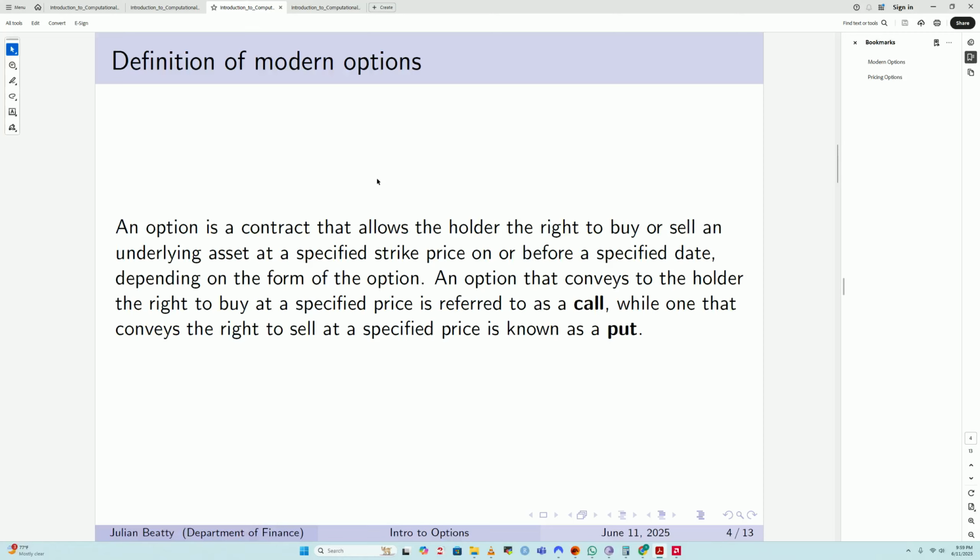So now we're going to start with the simple definition of the modern option. An option is a contract that allows the holder the right to buy or sell an underlying asset at a specified strike price on or before a specified date, depending on the form of an option. An option that conveys to the holder the right to buy at a specified price is referred to as a call, while one that conveys the right to sell at a specified price is known as a put.